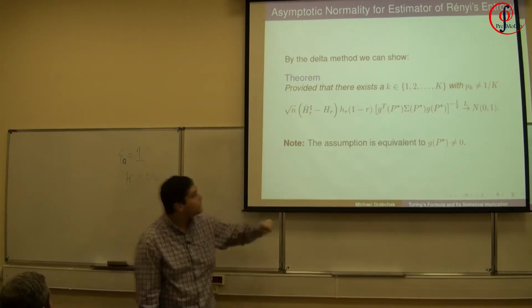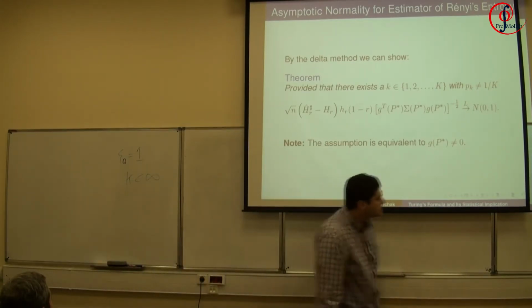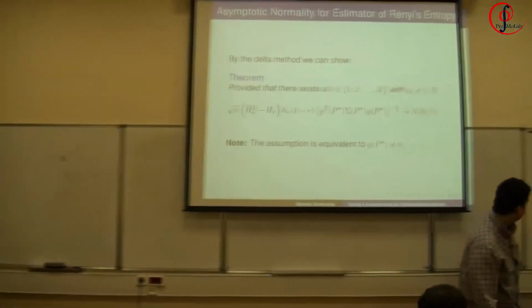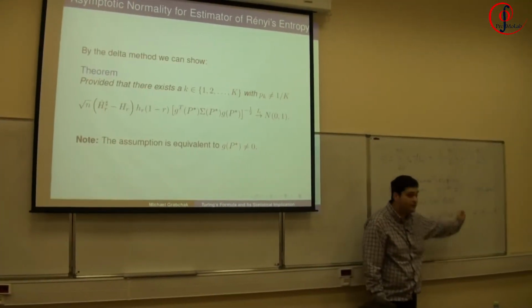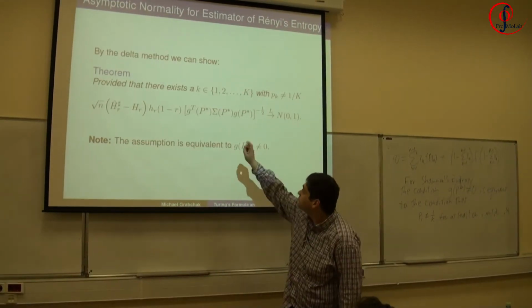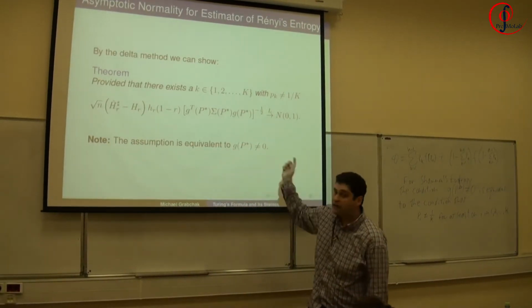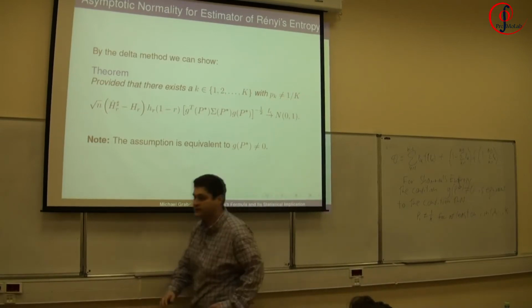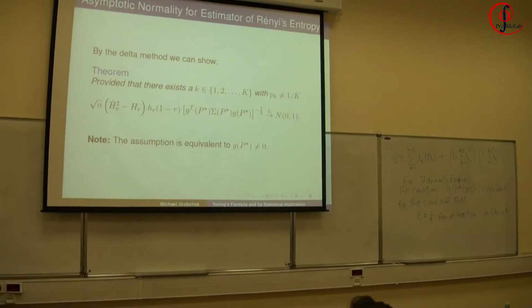And again, we have the same condition: we need G of p star not equal to 0. As with entropy, in the case of René entropy, that's equivalent to not having a uniform distribution. So long as it's not uniform, the result will hold.